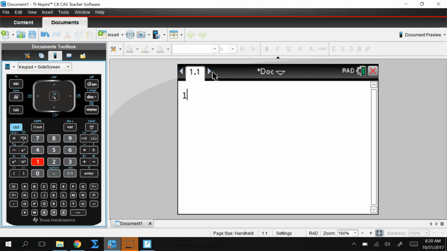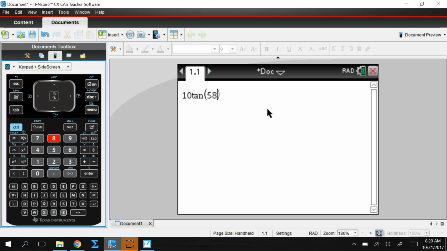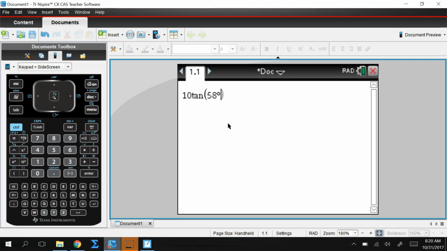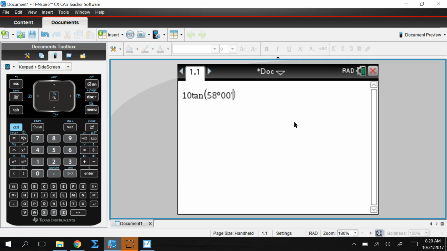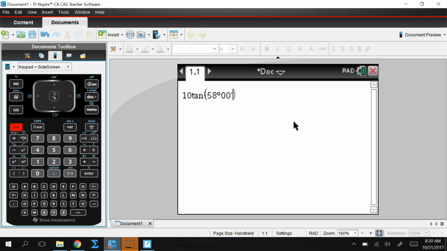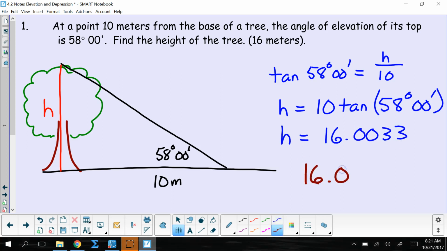On the calculator, I want to go 10 times the tangent of 58 degrees. Degrees is in this pi key down here. There is my degree symbol, so no matter what mode my calculator is in, it's going to find the degrees there. And then we wanted 0 minutes, and the minute one is right there too. I would double tap it to get seconds if it were a seconds type problem. So I get 16.0033. So the tree is 16.0 meters high.